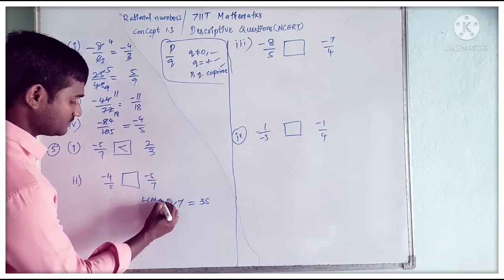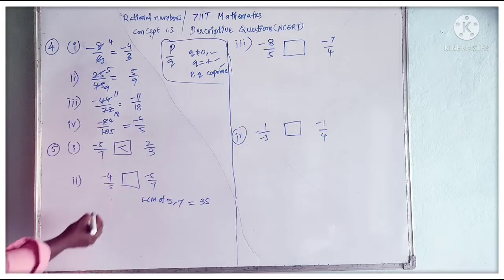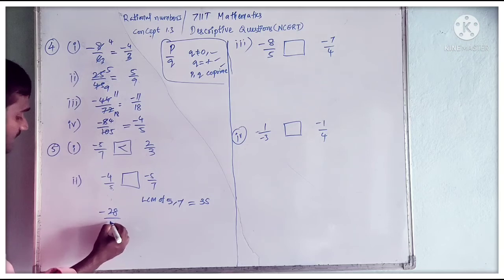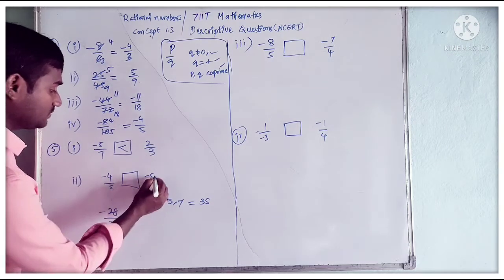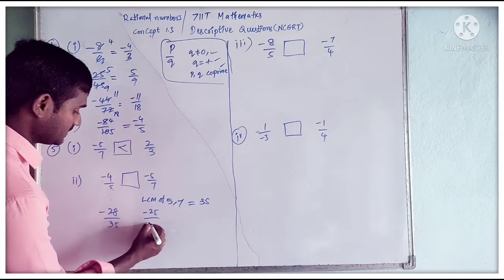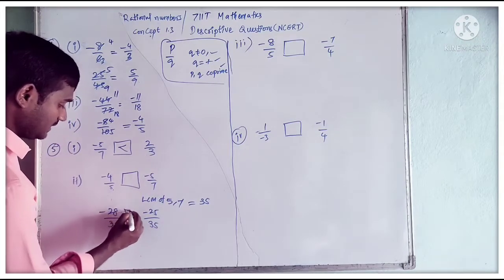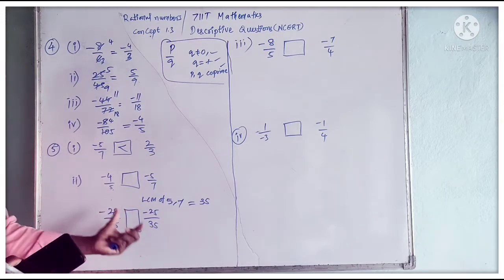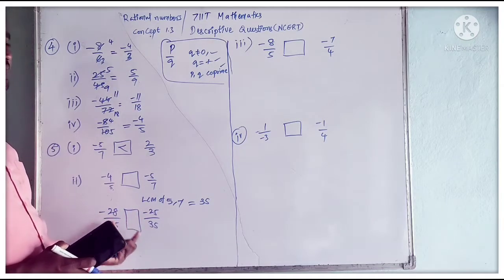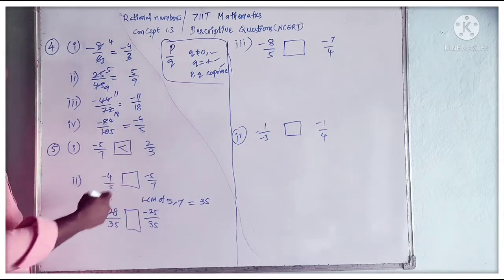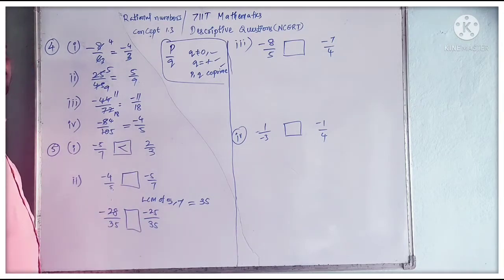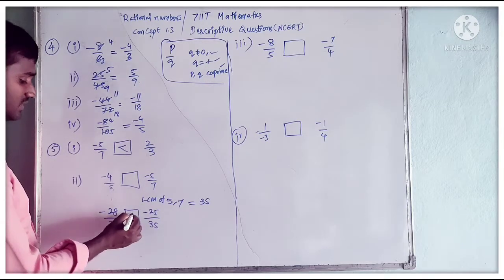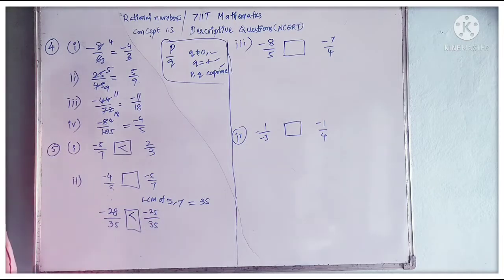LCM of 5, 7 is how much? 35. So to get 35, multiply by 7, that becomes minus 28 by 35, and multiply by 5, minus 25 by 35. If the denominator is the same when comparing negative rational numbers, the numerator which is greater becomes the greatest. What is the greatest integer? Minus 25. What is the smallest integer? Minus 28. So minus 28 by 35 is less than minus 25 by 35.